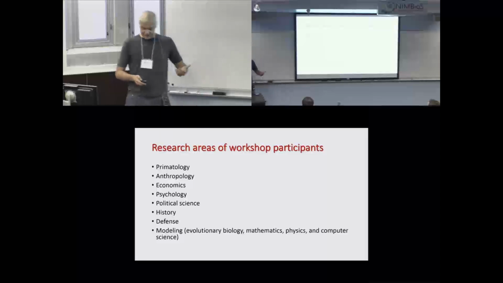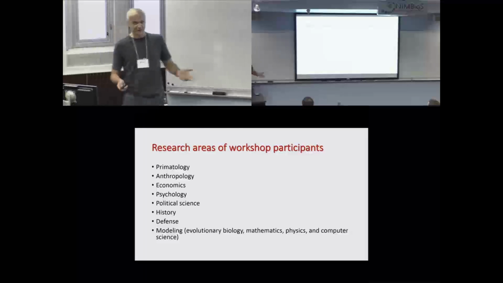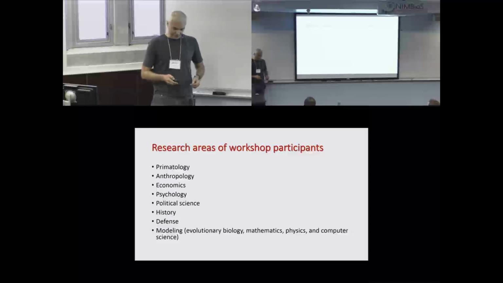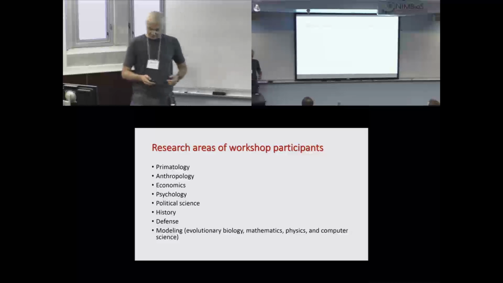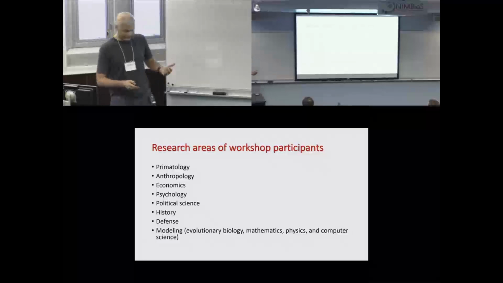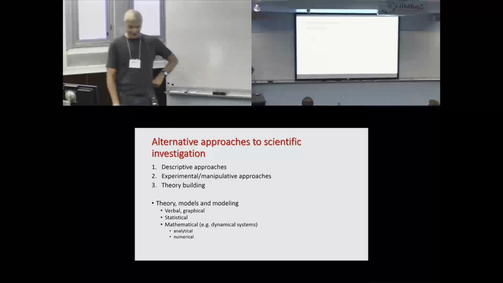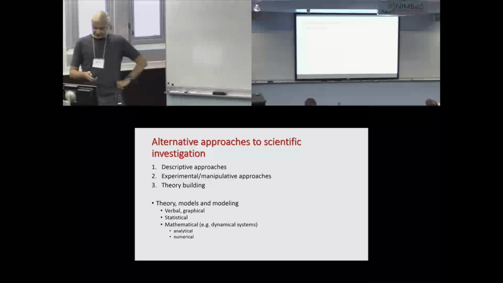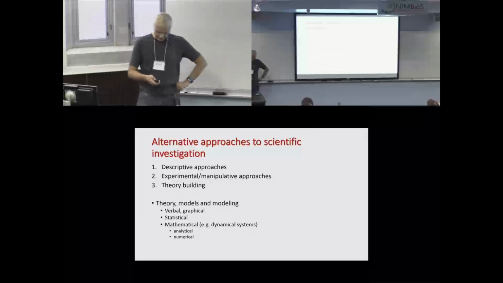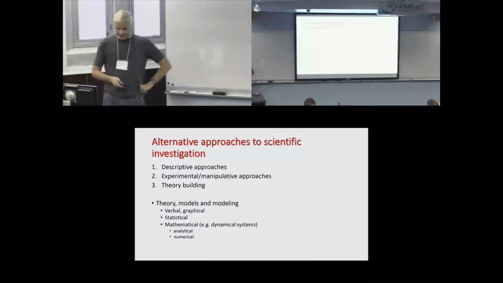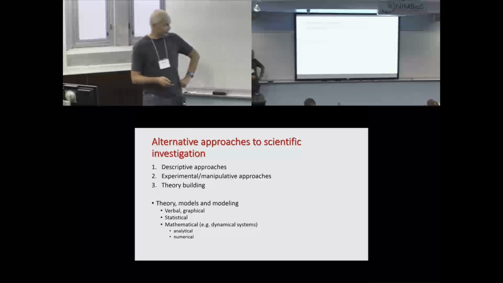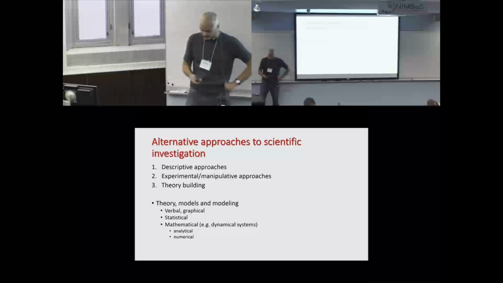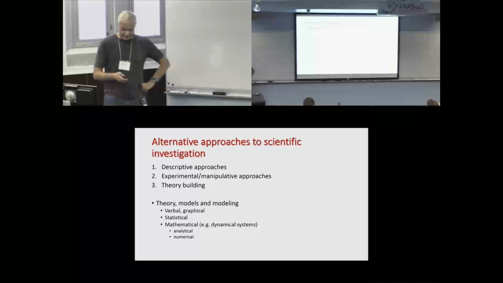What I'll do next, I'll just show you a couple of slides that may be boring or obvious to most of you, just to reiterate the point that modeling is a quite legitimate way of scientific investigation. Theory building is one of these three general approaches used to advance science. And there are different ways you can do models. It can be verbal, statistical, and it can be dynamical.